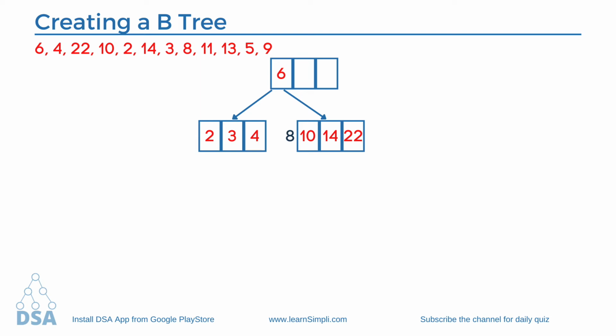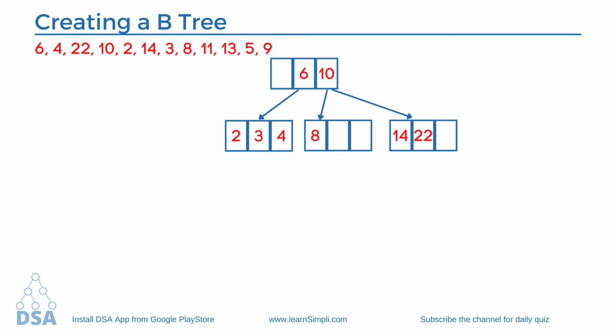And in the root node we have only one key value, that is 6. So we can insert 10 in the root node. After splitting the node, the tree will become like this. 8 will be the left child node, 14 and 22 will be the right child node keys.